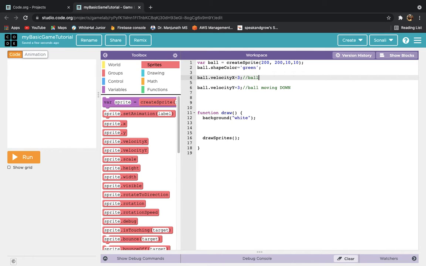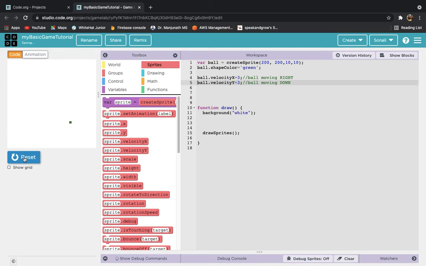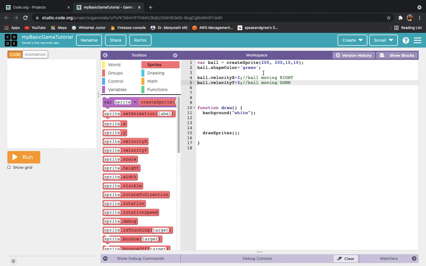So for positive, which way was it moving? X was moving towards right and y was moving towards down. Now let us see what happens. Do you see? The ball is moving towards the right and down corner. So whenever we give two kinds of velocities, it takes both of them and it will move towards that direction.